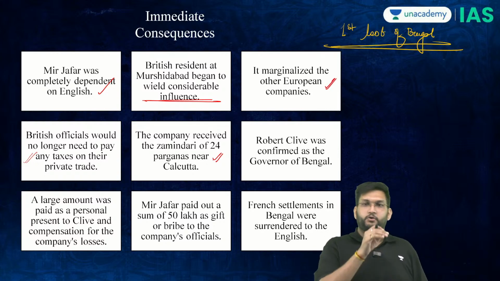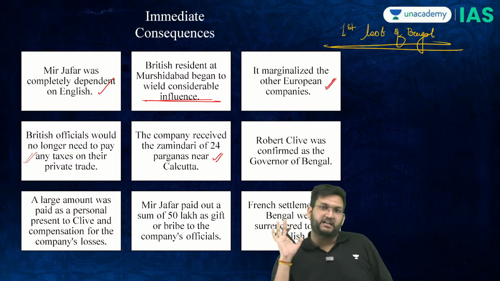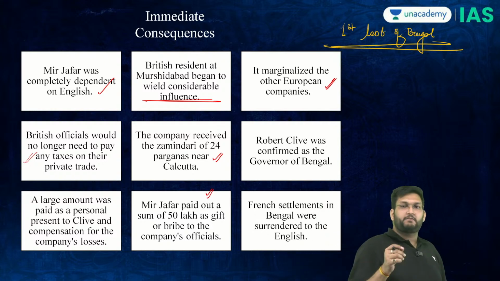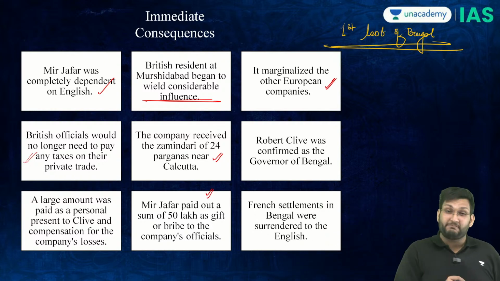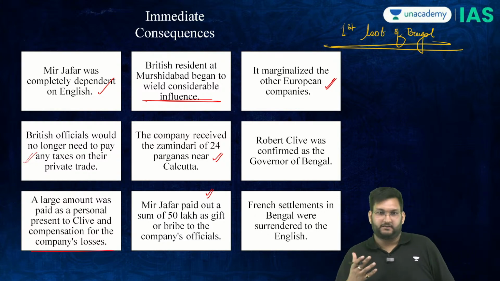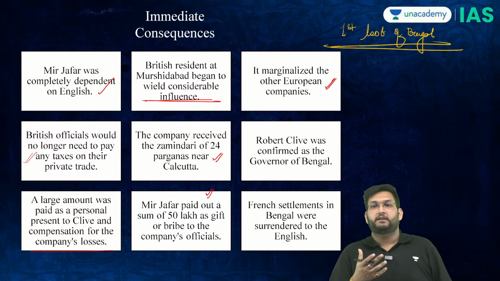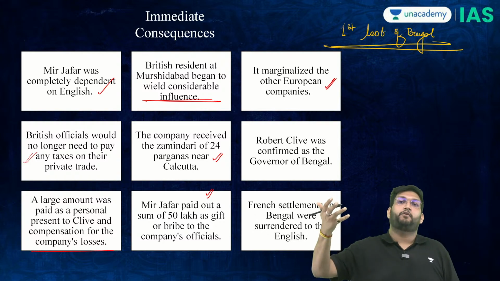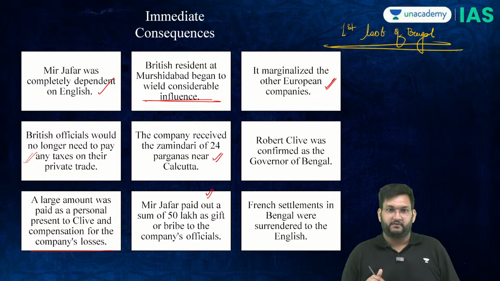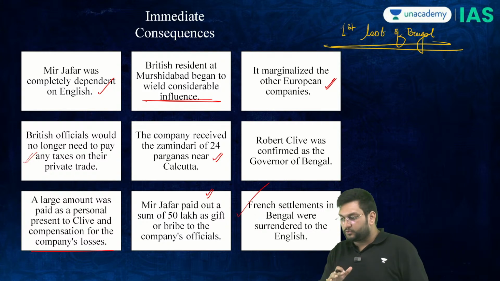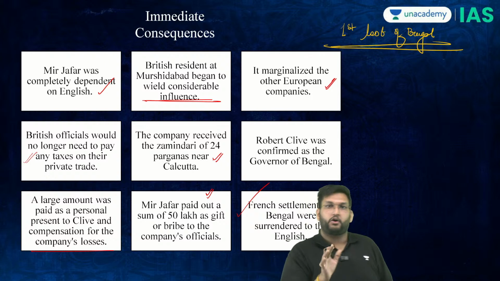Further, other European powers need to be removed. The French are removed from the Bengal sector. 50 lakh rupees is given by Mir Jafar as a bribe. Further, Clive takes a lot of money as what is called a Jagir, or as a form of gift to himself. And the French will cease to control this sector.